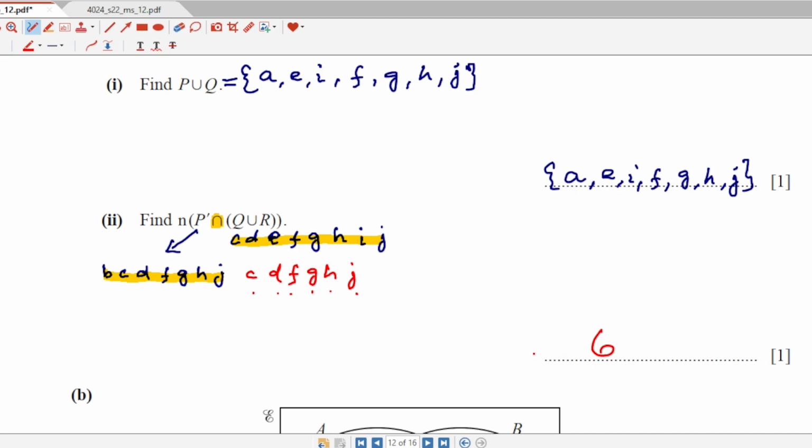So you don't need to list the elements because the requirement was n. N stands for number of elements. You just need to count the elements.